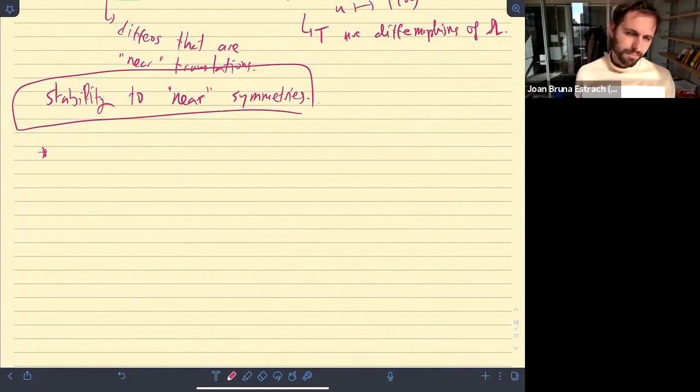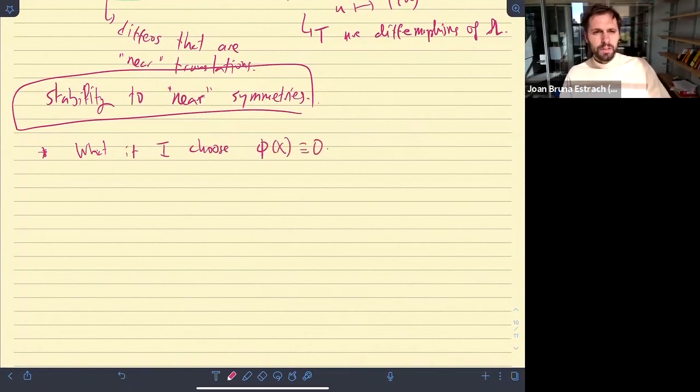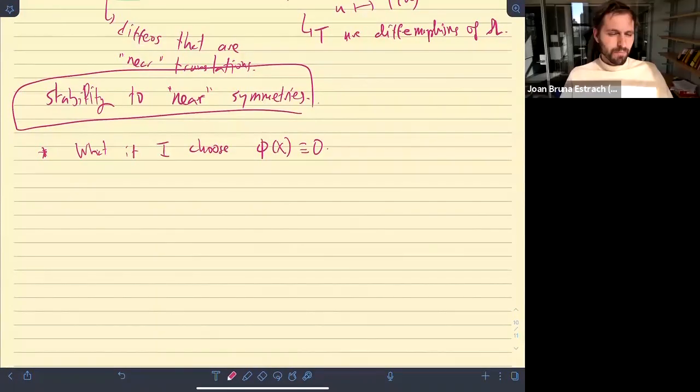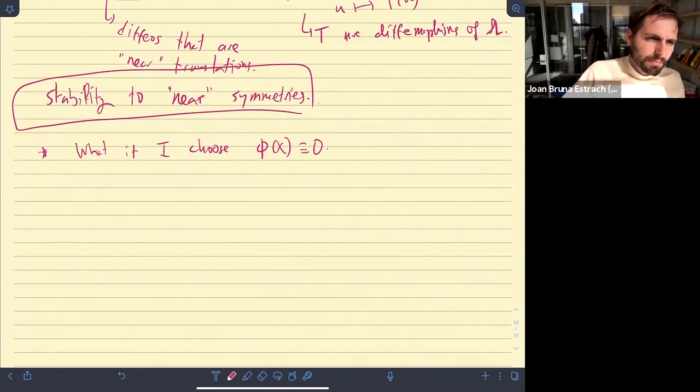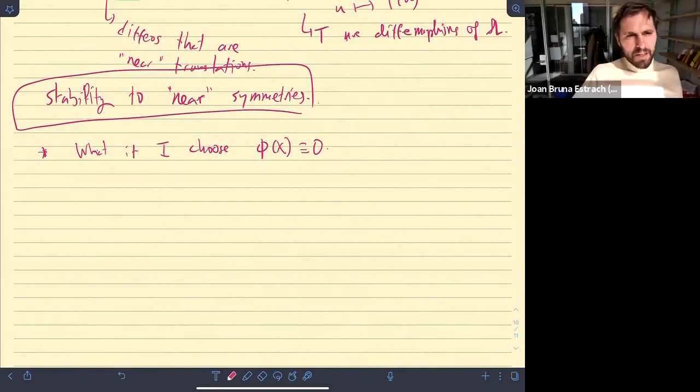Maybe I can motivate this question better by writing down an example of a representation, and you tell me if it's a good choice or not. What if I choose phi of x to be always 0? That's my representation. Is this representation invariant? Yes. Is it stable? Yes, very stable. But is it a good representation? No. So what is the property that we need to balance against stability?